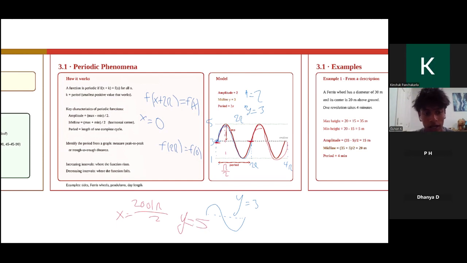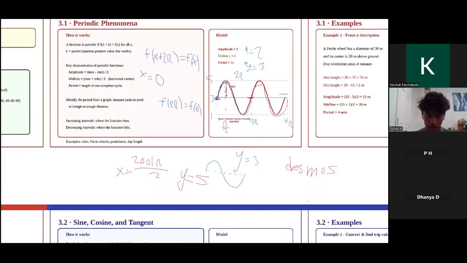And you guys can, not right now, but later, just go and check out on Desmos, put in the function sine x or cosine x, and test it out for yourselves, and you'll see.